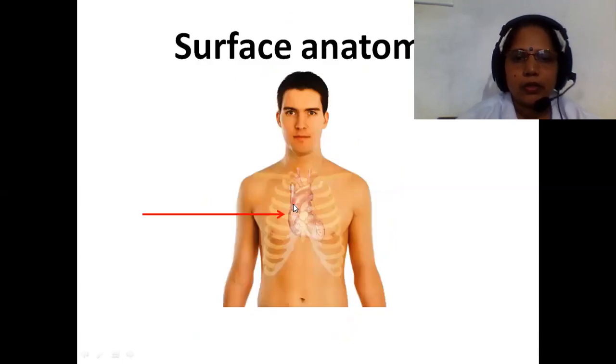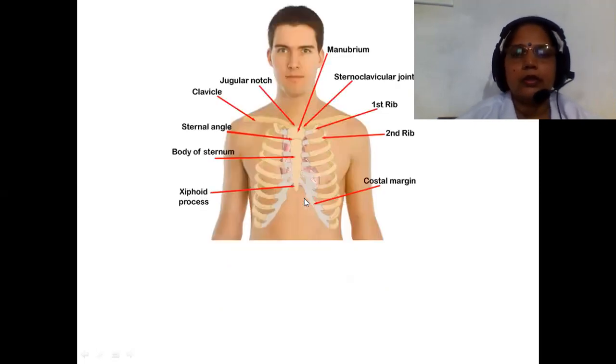Next, the surface anatomy. This region is called the thorax region. This part is called the thoracic cage. In that thoracic cage part, behind the sternum, the heart is present. Here you can see in the thoracic cage, this central bone is called the sternum, having three parts: manubrium, body of the sternum, and xiphoid process.